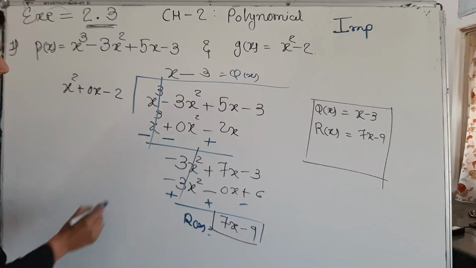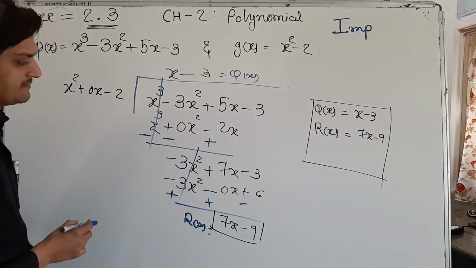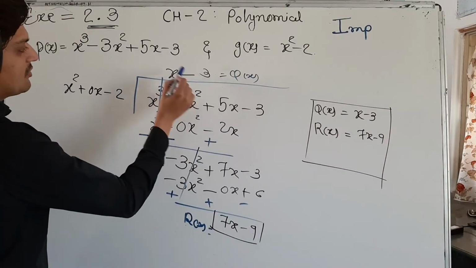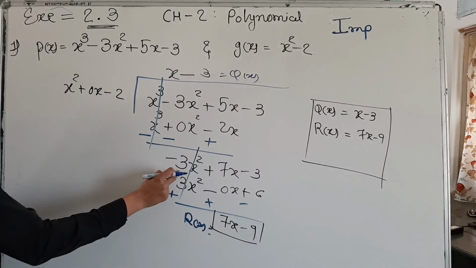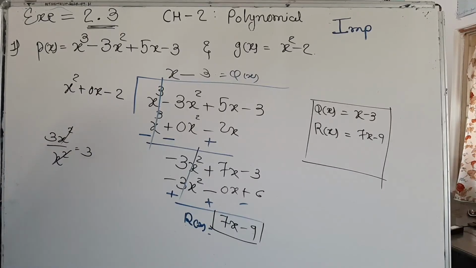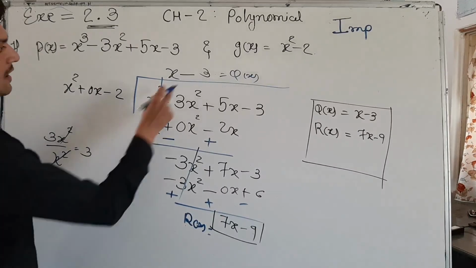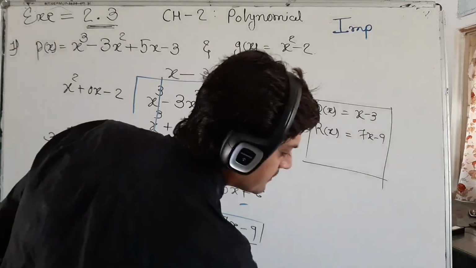Now the minus sign is here, so you have to put the same sign upside. That's why I have put minus here. So again, what we have to do, we divide by the first term. So 3x square upon x square, the x square will be cancelled, so only 3 will remain, and that number you have to write upside. So minus 3 will come upside.